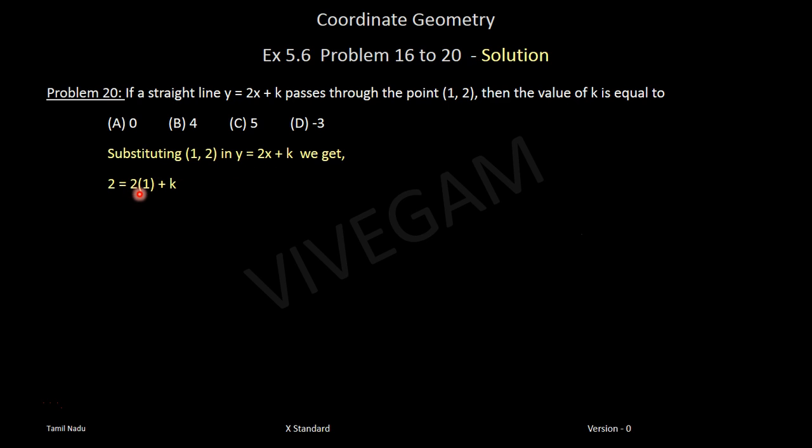So that will be 2 equal to 2 into 1 plus k. So this 2 and 2 will cancel. So k is equal to 0. Right? So it is option A.